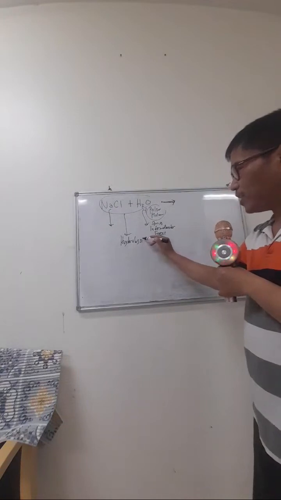Hydrolysis in chemistry is the reaction of a salt with water to produce an acid and a base. So, as expected, our products will be an acid and a base. If you try to reverse the chemical reaction, it's going to be a neutralization reaction: the reaction of an acid and a base to produce salt and water.